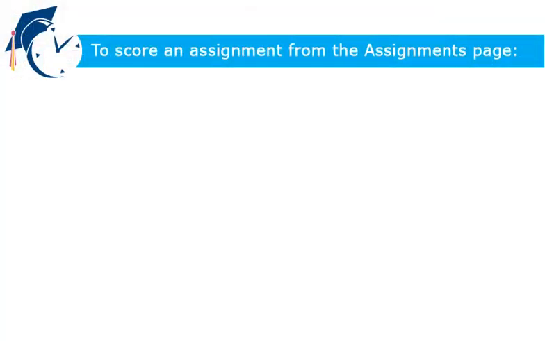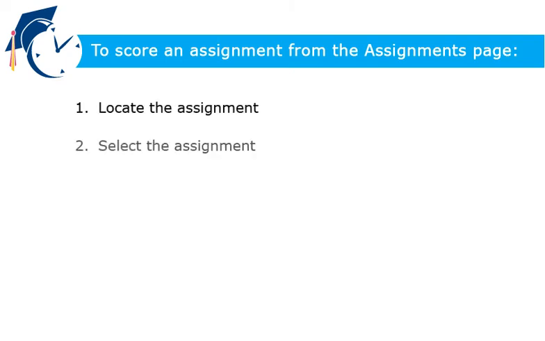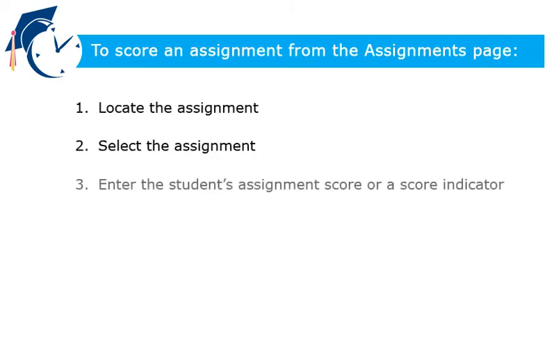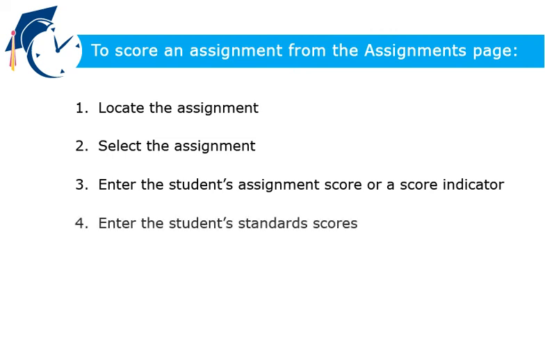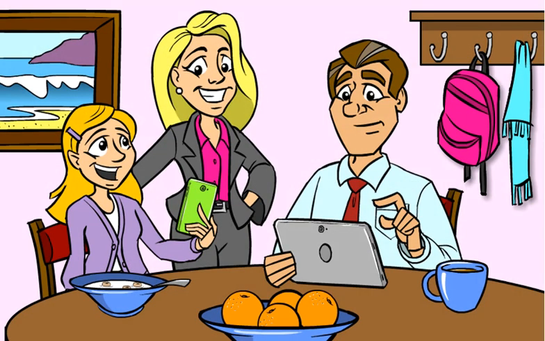Remember, to score an assignment from the Assignments page, first locate the assignment. Select the assignment name. Click in a cell in the score column, and enter the student's assignment score or a score indicator. If applicable, enter the student's standard scores in the remaining columns. Then save the scores. You set up the Unit 1 test scores to be published immediately, so they are now visible to students and parents, which means they can share in your excitement about the first big test of the term.